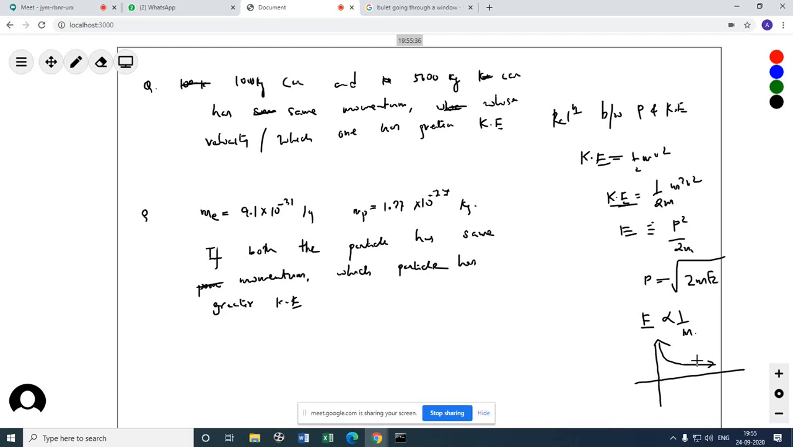Inversely proportional. That's why I'm giving you the graph. This is M, this is E. Look, as M decreases, E increases. Okay?